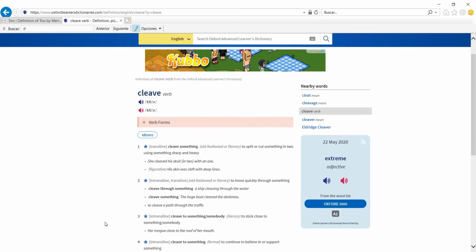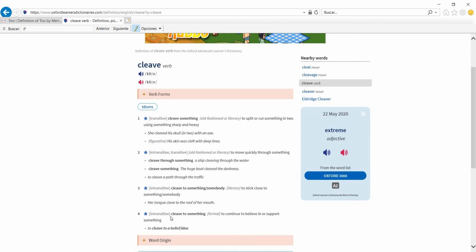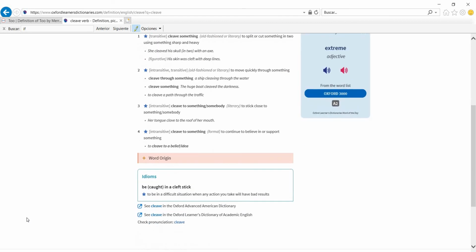And he also cleaved to something, by the way, right? He clung close to the roof, but to cleave to a belief or idea, that's an interesting idiomatic choice, right? And the phrase "be caught in a cleft stick," which is in a difficult situation.